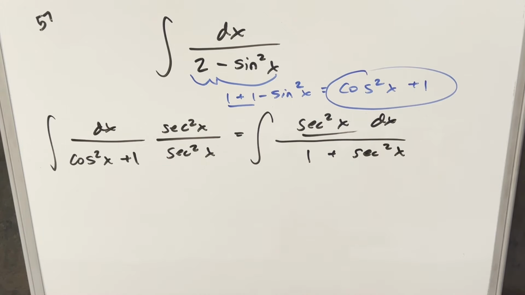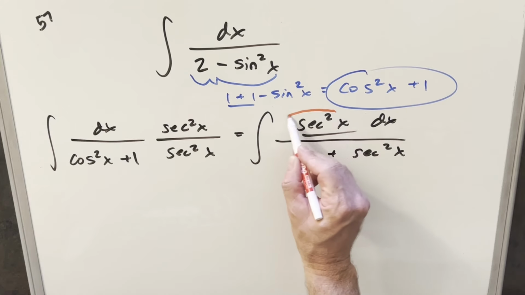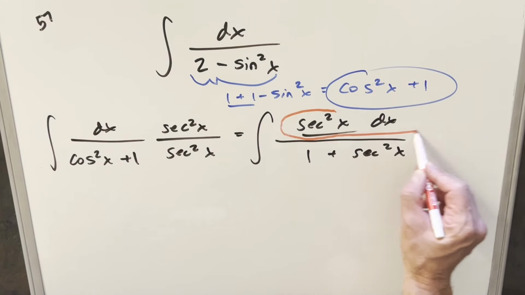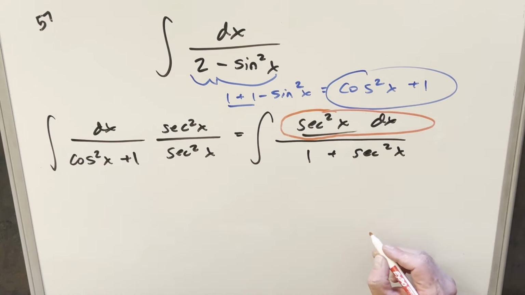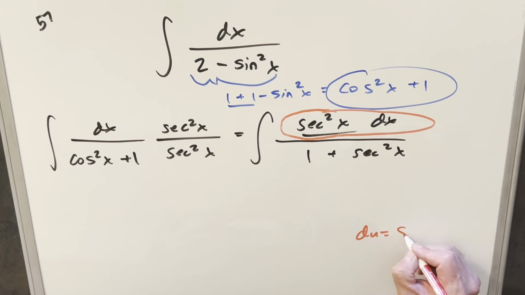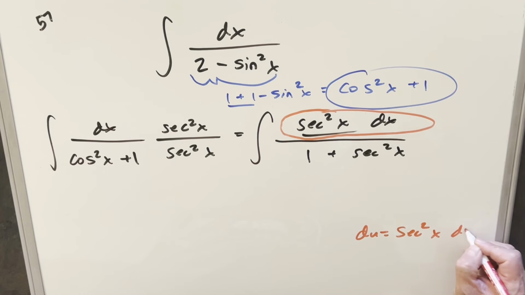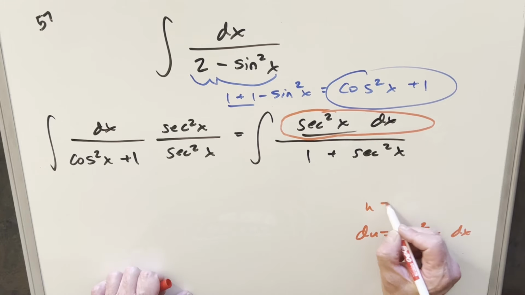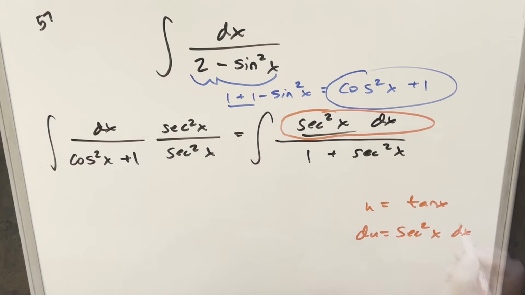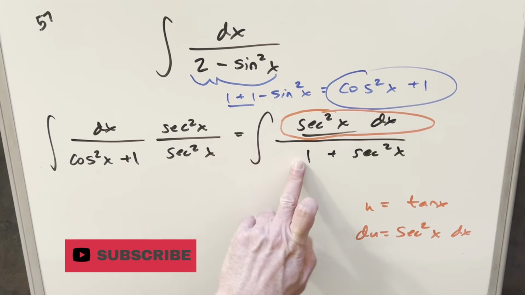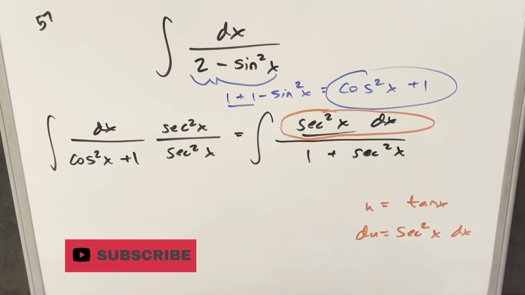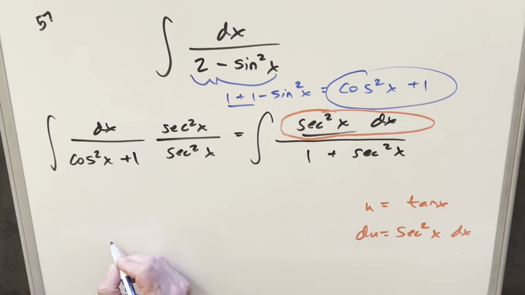And now here what we want is a u substitution. What I like is if the whole numerator can be my du. So if du is going to be this secant squared x dx, then the substitution that's going to work would be u equal to tan of x, just because if you take the derivative of tan x, you get back secant squared x dx. The only trouble is we don't have the tangent in the denominator, but we can create it.